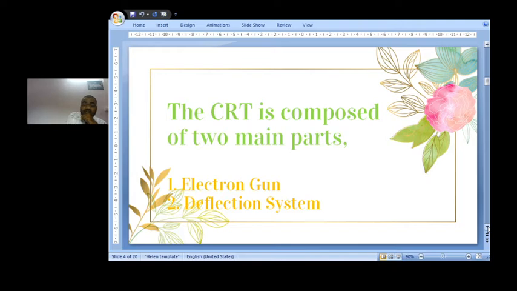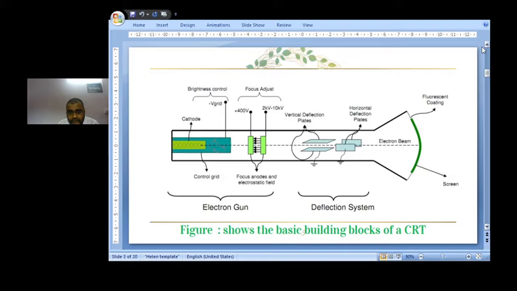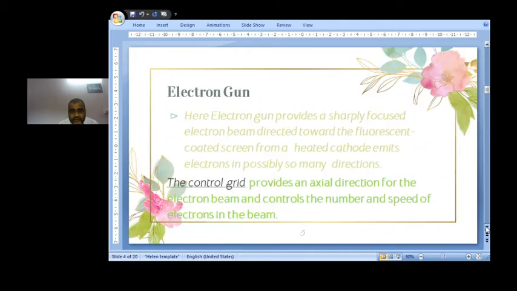Now the CRT is composed of two main parts, electron gun and deflection system. What is electron gun? This electron gun provides a sharply focused electron beam directed toward the fluorescent coated screen from the heated cathode, which emits electrons in possibly so many directions. Okay? So here basically this is the electron gun, this part. Okay? So now you see what will happen.